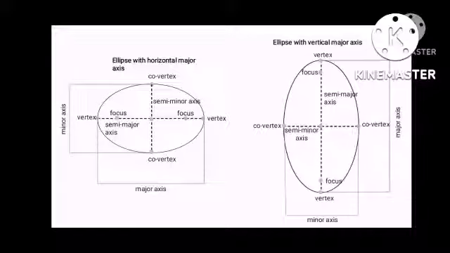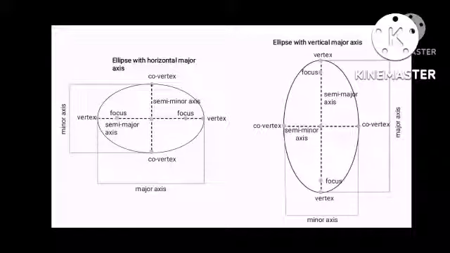In an ellipse, you will also encounter the major axis, or the longest diameter. From the vertex to the other vertex of our ellipse, that is the major axis. We also have the minor axis, or the shortest diameter. From the co-vertex to the other co-vertex, that is the minor axis. We have the semi-major axis, which is half of the measure of the major axis.